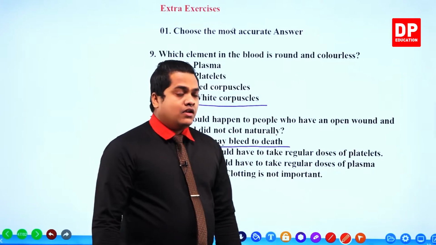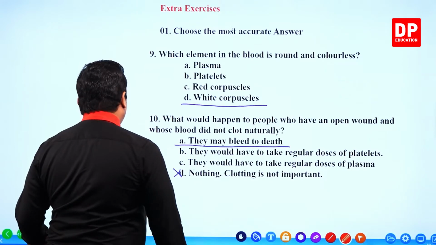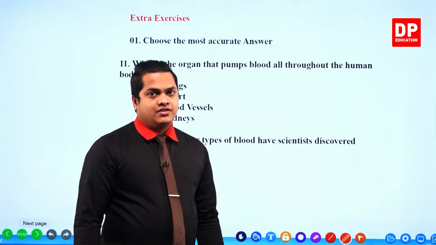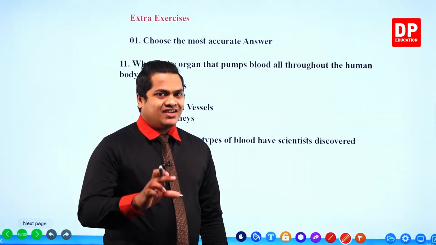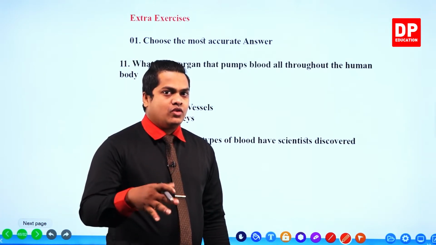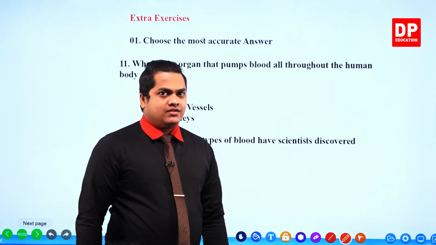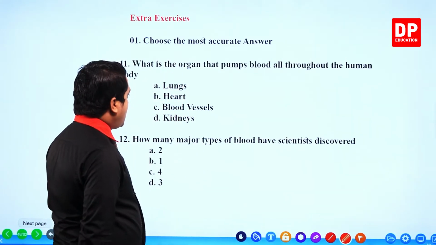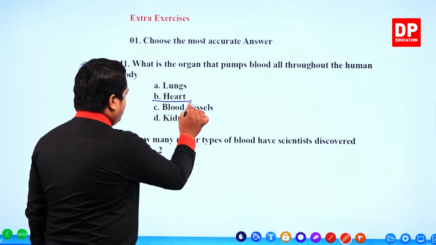Right then, so we'll go for the next question, my dear children. What is the organ that pumps blood all throughout the human body? Very simple. I told you that the heart is the pumping agent. The heart is the one which is acting as the motor or the water pump, right? So pump is the heart. So we'll go for the answer heart. Yes, here you can observe the heart.